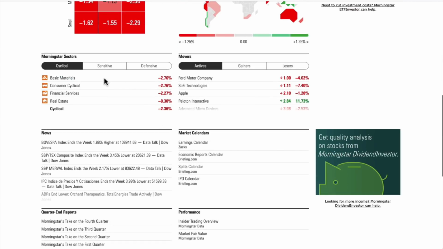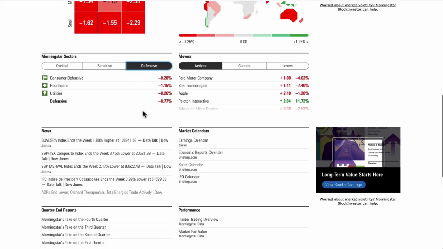Cyclicals, what's sold off. Basic materials, consumer cyclical. It gives you the percentage. You can look at sensitive industries. You can look at defensive, consumer defensive. Hardly move that much. Healthcare, utilities. Utilities don't really go down very much, but they don't go up very much either.